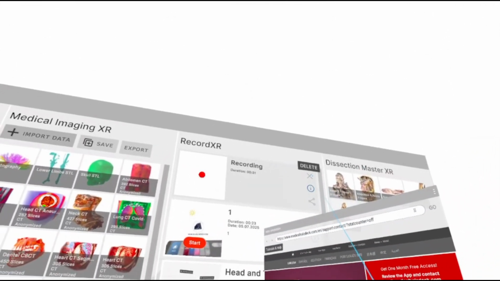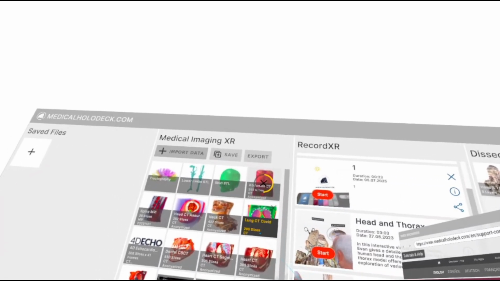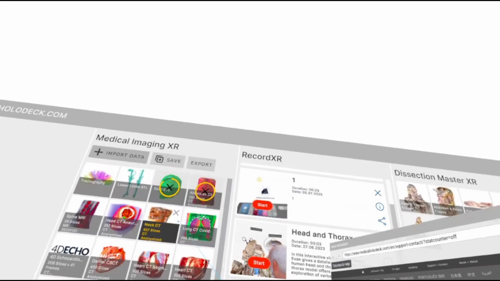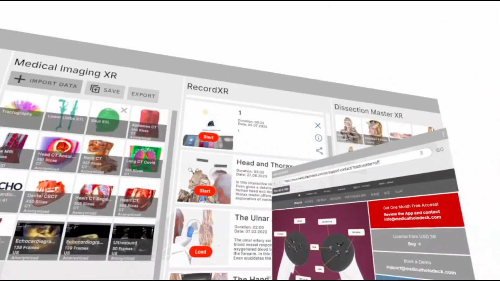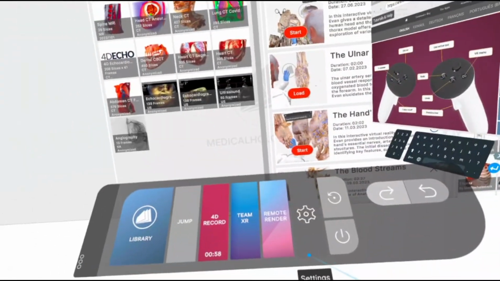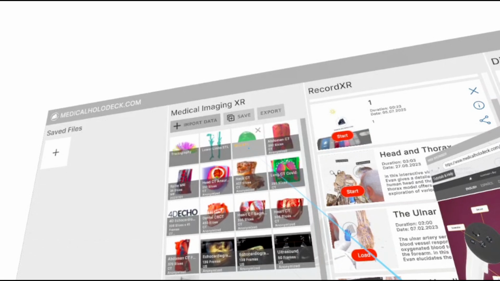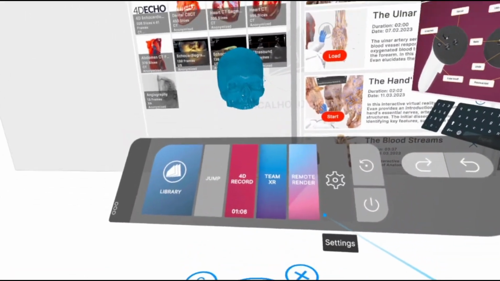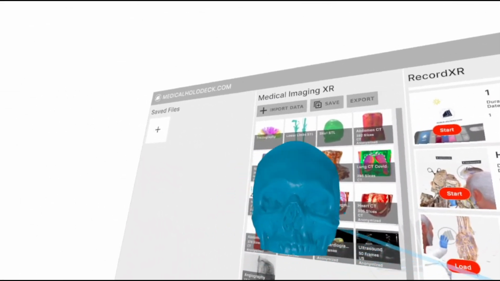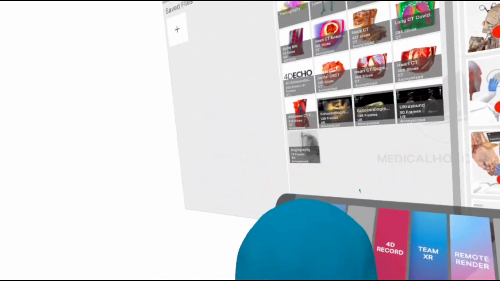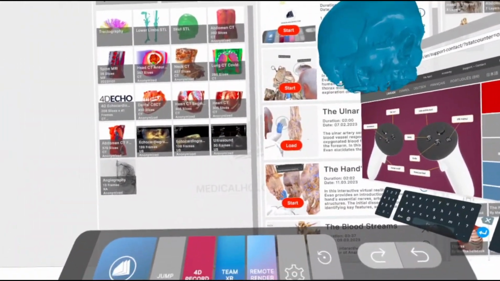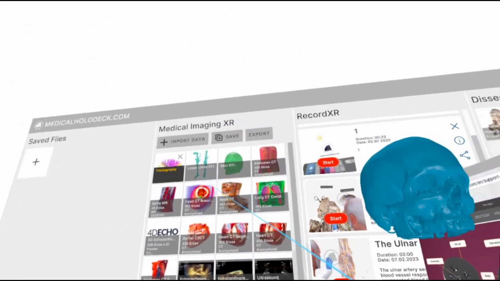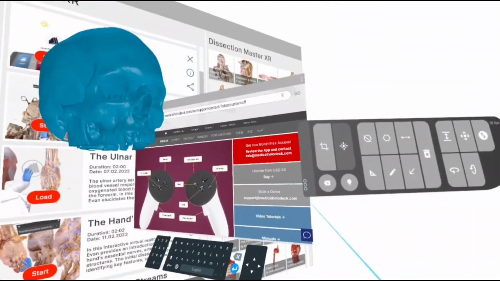Hand. Is it a skull? These are models. Hello. What else is there? The blood system.